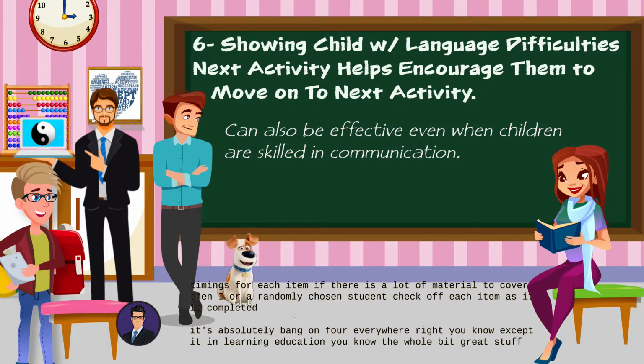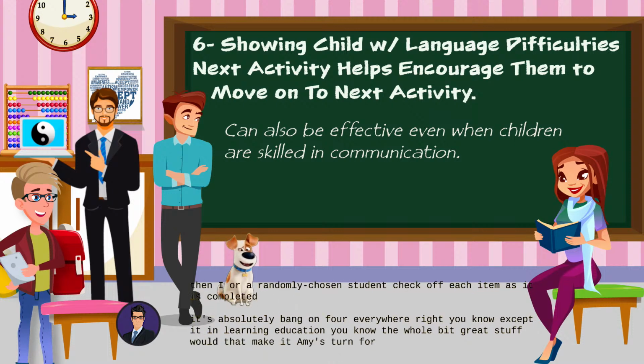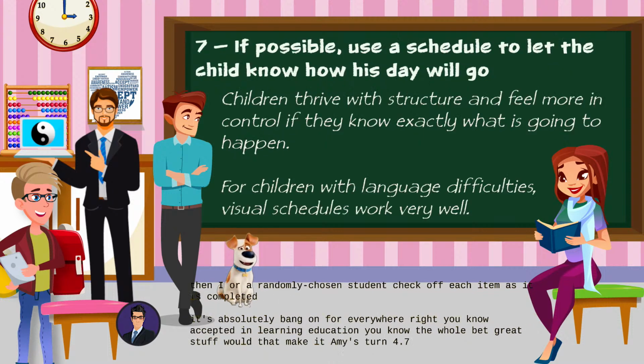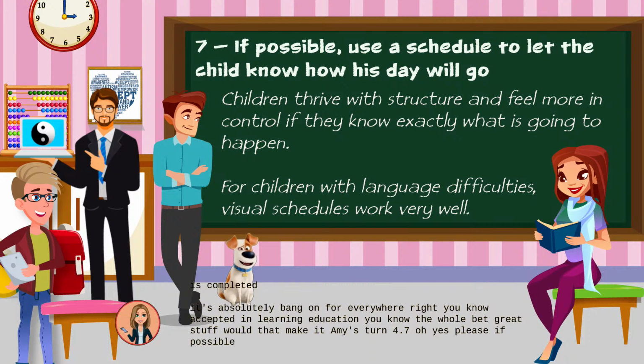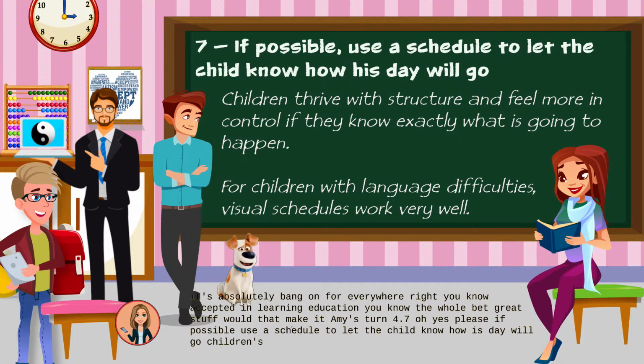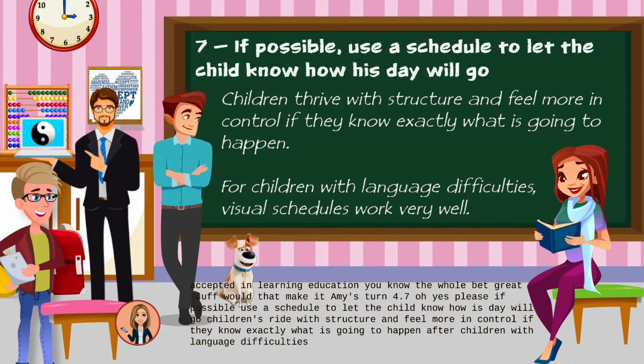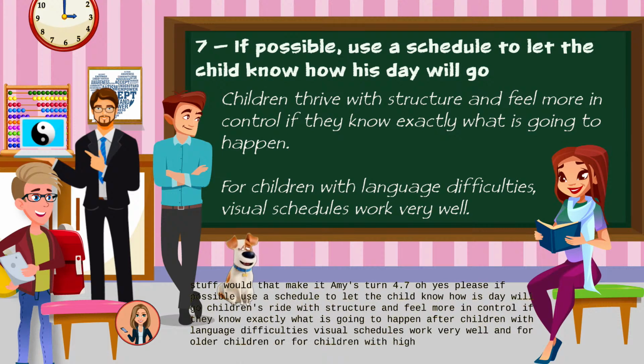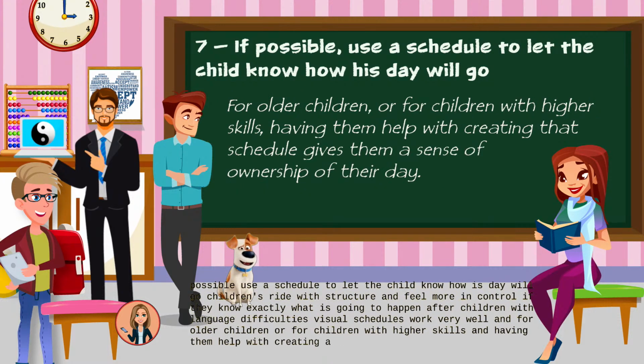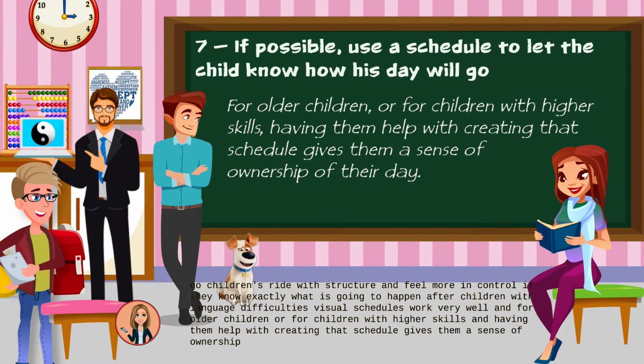Great stuff. Would that make it Amy's turn for point 7? Yes, please. If possible, use a schedule to let the child know how his day will go. Children thrive with structure and feel more in control if they know exactly what is going to happen. For children with language difficulties, visual schedules work very well. And for older children or for children with higher skills, having them help with creating that schedule gives them a sense of ownership of their day. And that is so, so true.